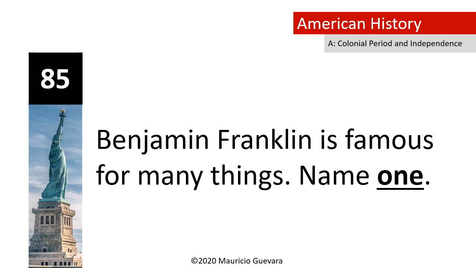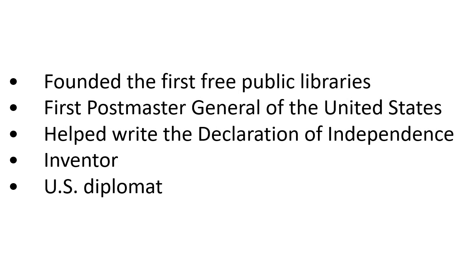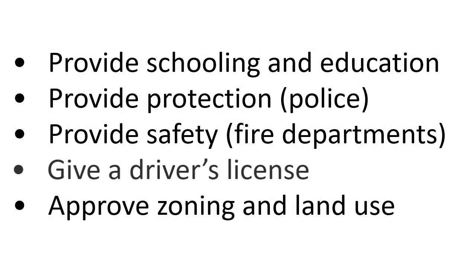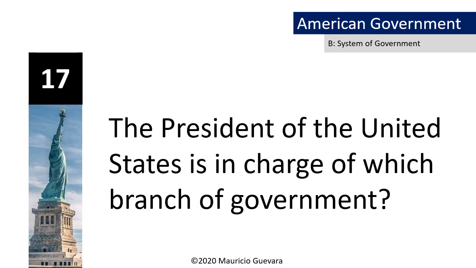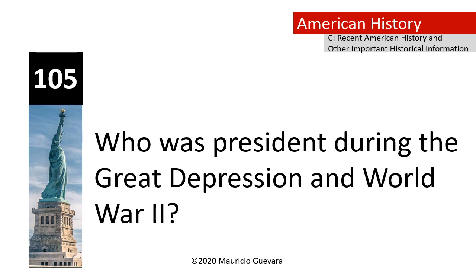Benjamin Franklin is famous for many things. Name one. U.S. diplomat. Name one power that is only for the states. Give a driver's license. The President of the United States is in charge of which branch of government? Executive branch. Who was president during the Great Depression and World War II? Roosevelt.